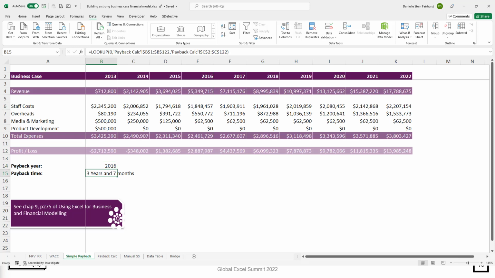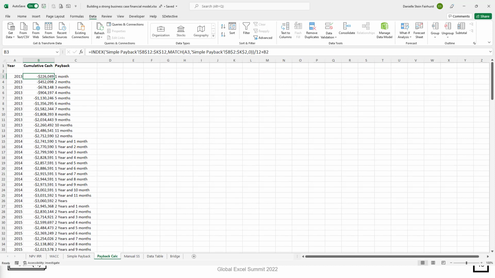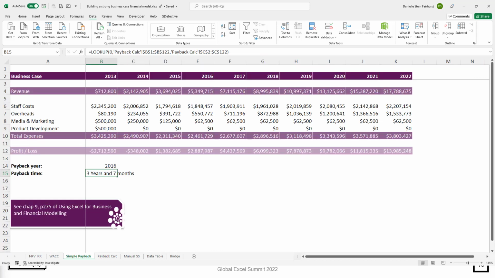If you wanted to calculate exactly the years and months, you could do a sort of brute force method like this, where you're splitting it into years and months. There's multiple ways of doing a payback calculation, but you can use that as part of your financial model to show how long it takes for us to get our money back.